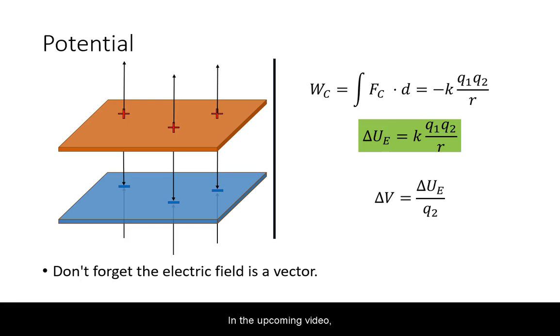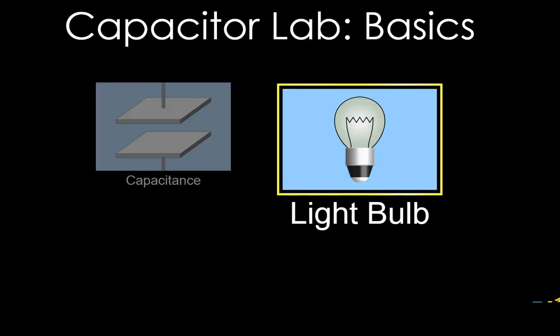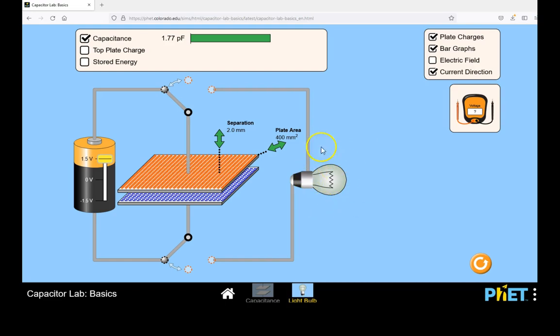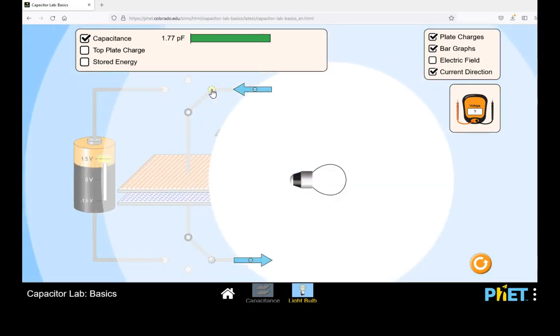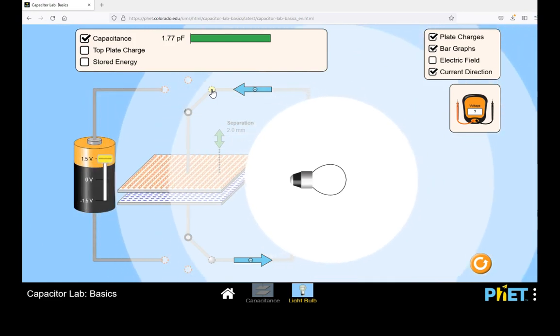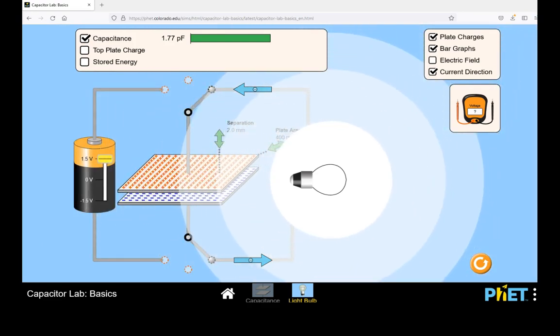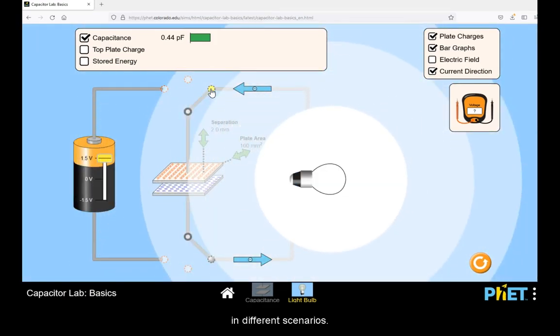In the upcoming video, we will use this definition to simplify our calculations about delivering electrical potential energy. This will help us predict the behavior of a light bulb in different scenarios.